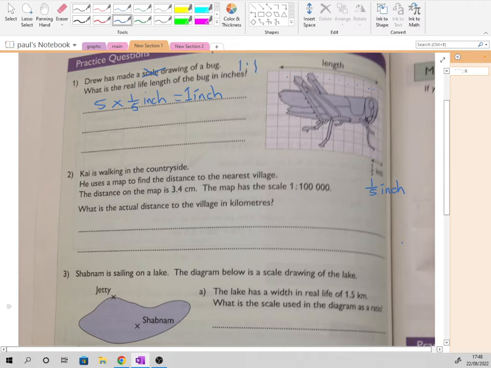What a stupid question. Kai is walking in the countryside. He uses a map to find the distance to the nearest village. The distance on the map is 3.4 centimeters. The map has a scale of 1 to 100,000. What's the actual distance? Okay, so we've got 3.4 times 100,000. Let's do that: 3.4 times 100.